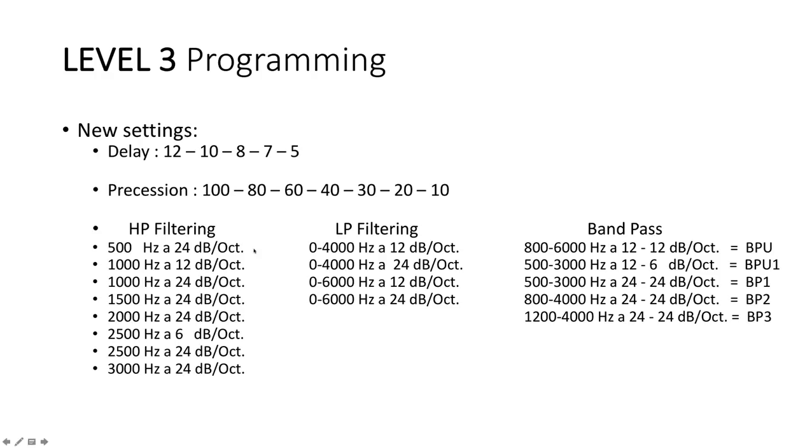And you see that you have much more possibilities in filtering with different slopes for the high pass filtering. On the low pass, it's the same with different slopes. And then you have the band pass, which also has these two, which are new in level 3, aiming more at the linguistic area with these filterings. So that's the different filterings that you can use in level 3.